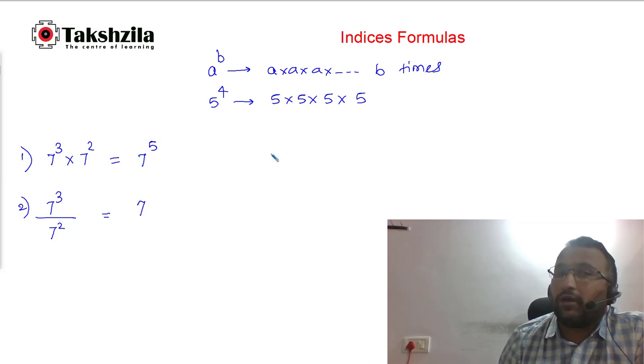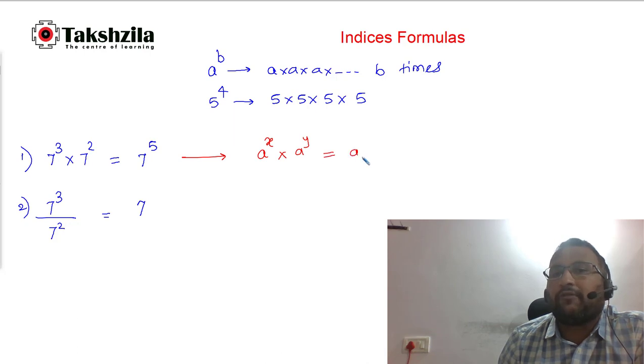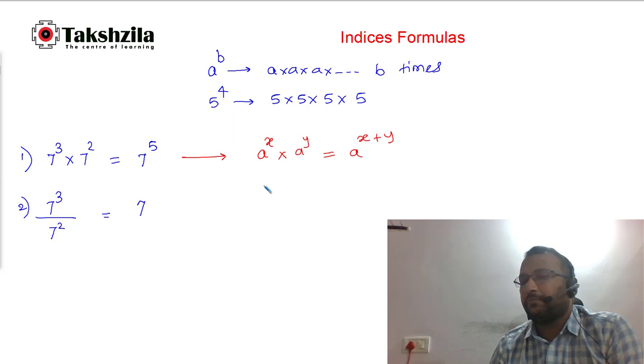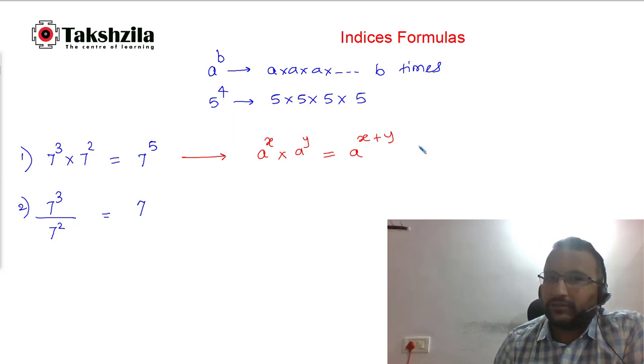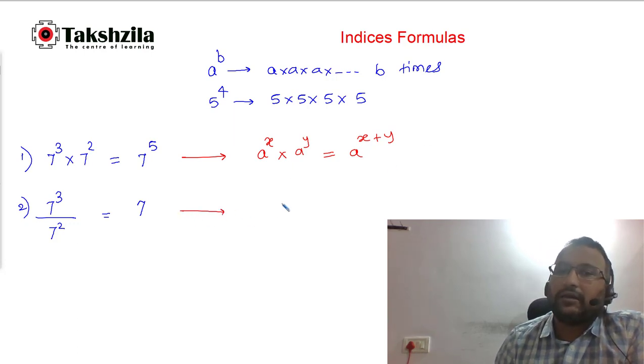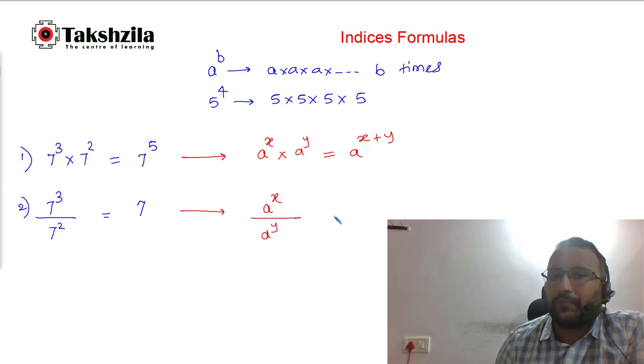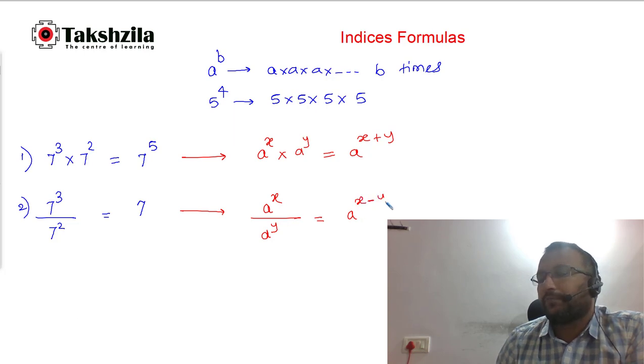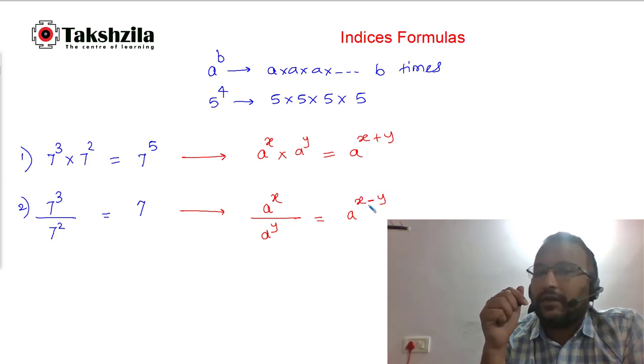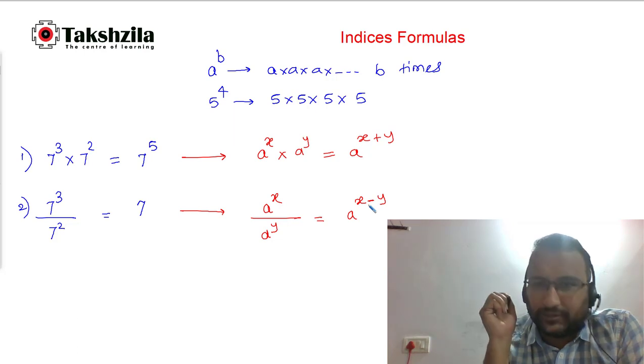So what are the formulas here? Over here the formula is a to the power x into a to the power y is equal to a to the power x plus y. So whenever the bases are same in multiplication, we add powers. Similarly, a to the power x divided by a to the power y is equal to a to the power x minus y. If the bases are same in division, we subtract powers.